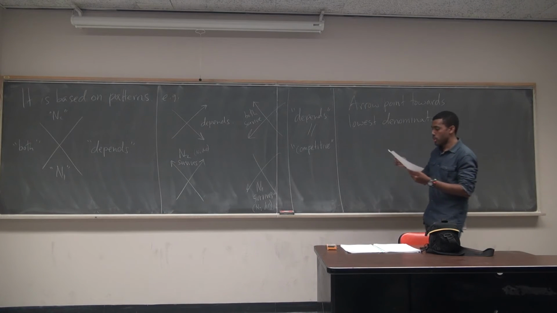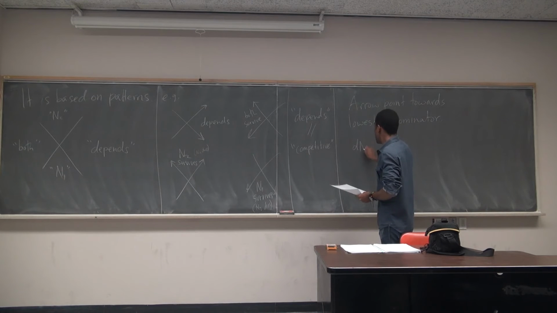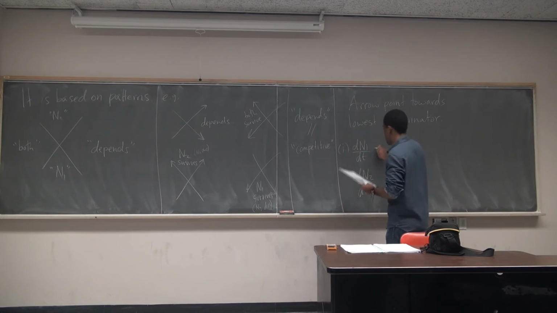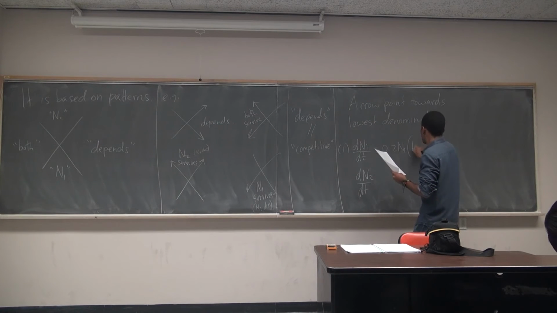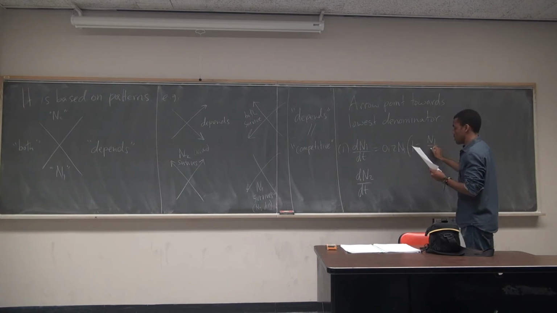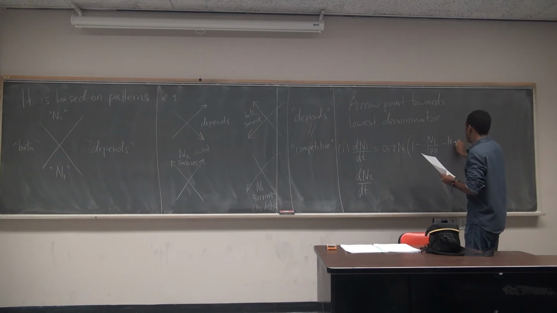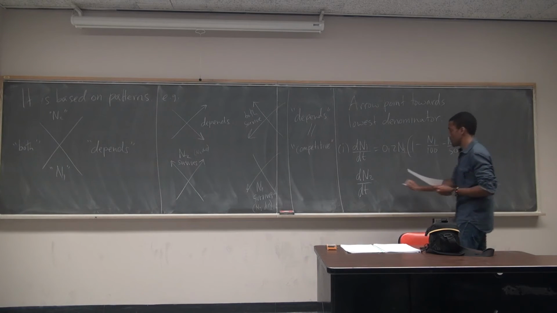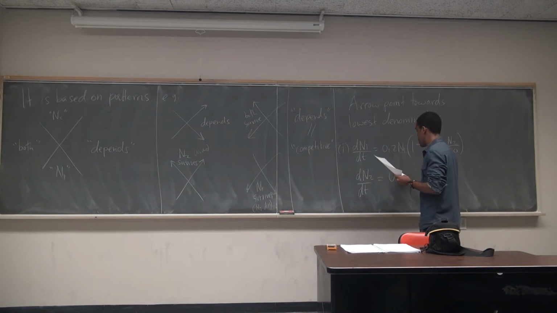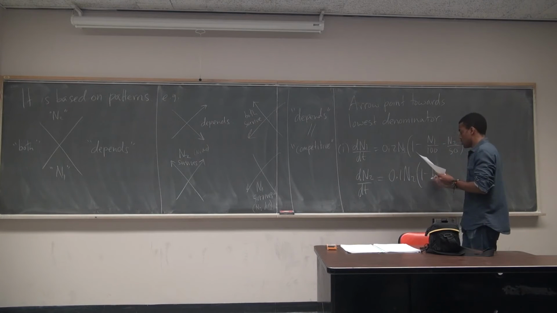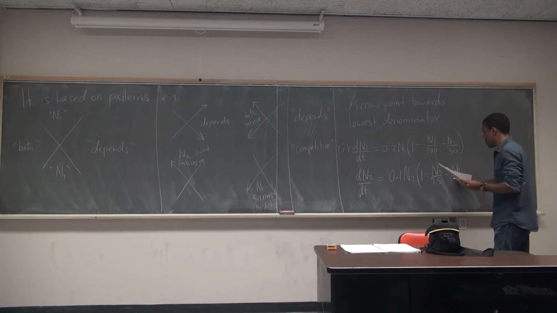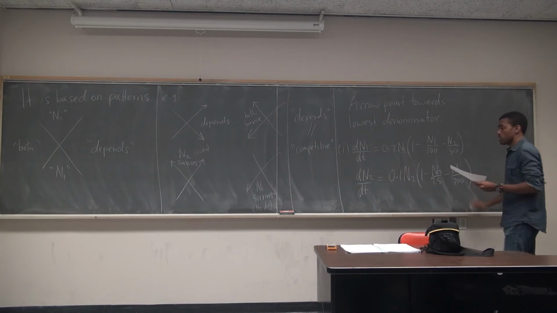So let me rewrite what the first equation was. dN1/dt, dN2/dt. This is my first example. This guy was 0.2 N1 times (1 minus N1 over 100, minus N2 over 50). This other is equal to minus 1 N2 times (1 minus N2 over 25, minus N1 over 200). Okay?